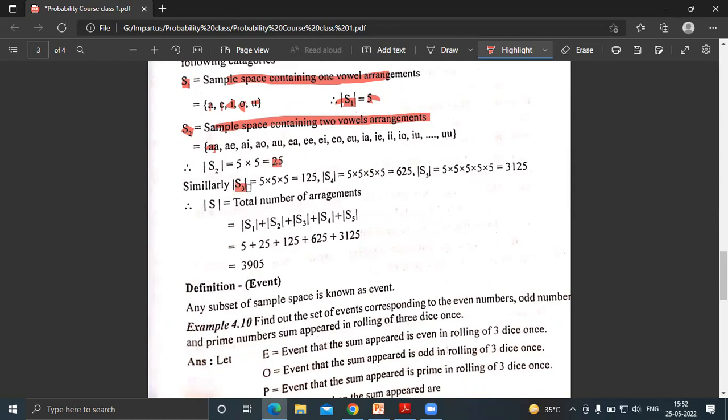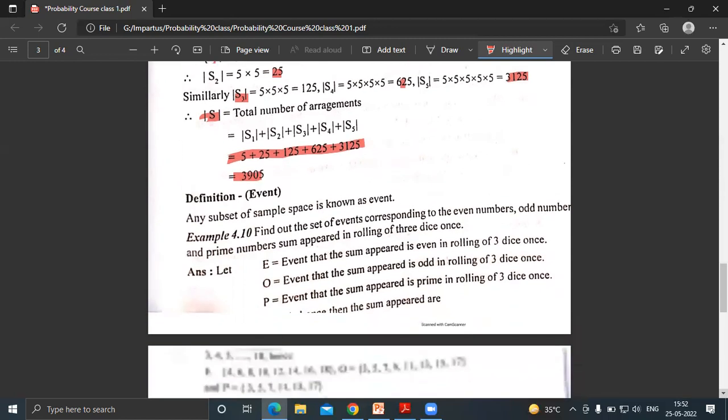Similarly, S3 cardinality is 125, S4 cardinality is 625, S5 cardinality is 3125. If you add all together, the total number of arrangements is S1 cardinality plus S2 cardinality plus S3 cardinality plus S4 cardinality plus S5 cardinality. When you add it, you'll get the answer, that is 3905.